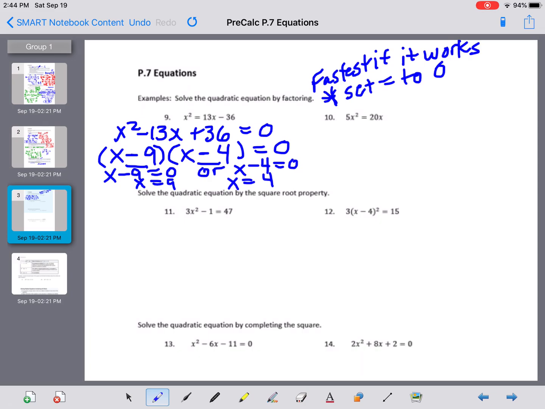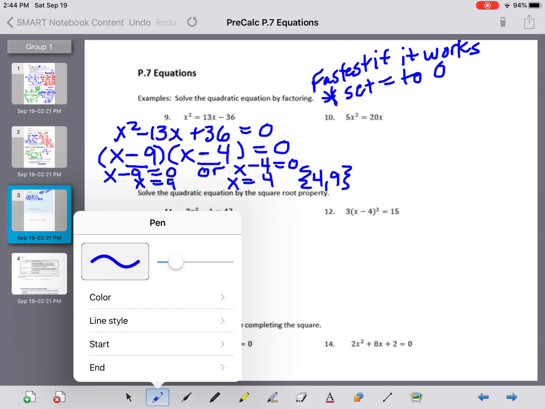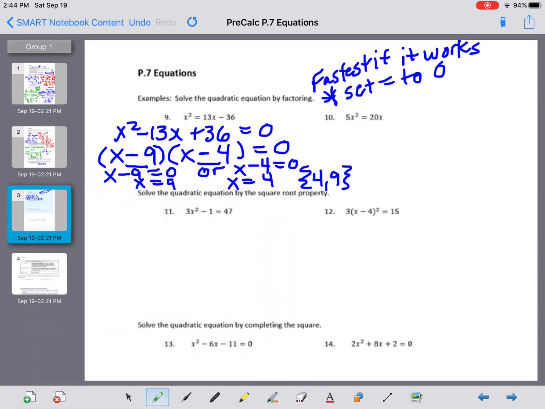So it looks like I am good with my answers in my set notation of 4 and 9. Okay. Second one in my factoring examples, 5x squared equals 20x. Again, try to get it equal to 0 first. I like 5x squared minus 20x equals 0.